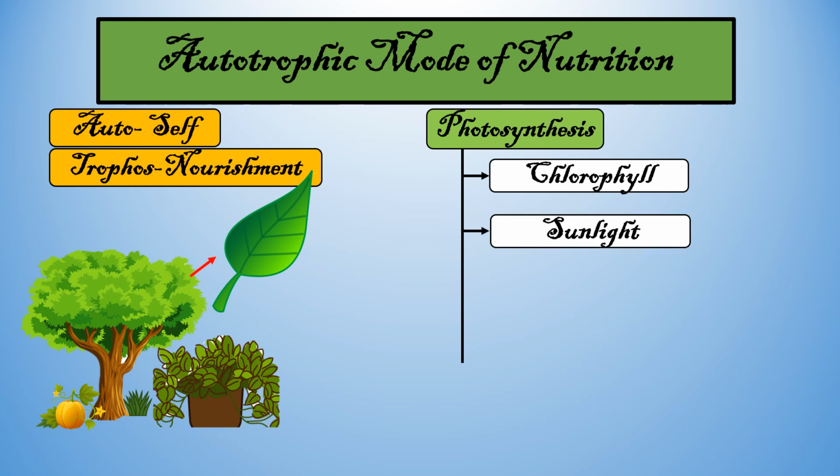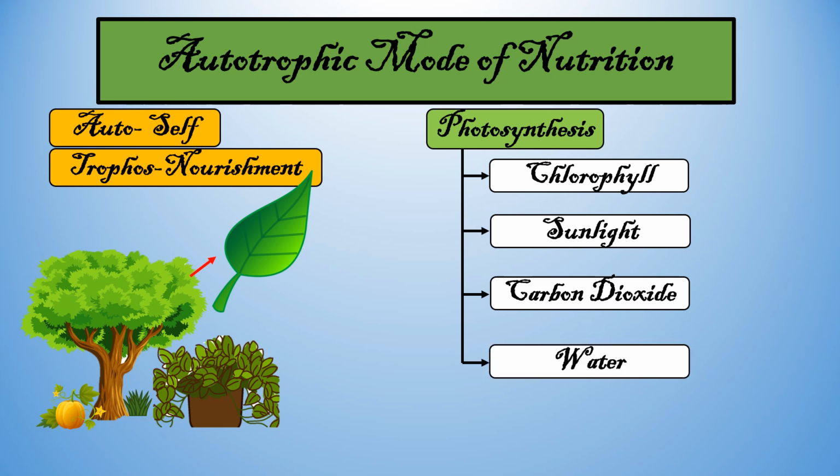The other one is sunlight. In photosynthesis, photo means light. So sunlight is the other raw material required. Next, carbon dioxide. Carbon dioxide present in the air is needed for photosynthesis, and with this plants can prepare their own food. And lastly, water, which is absorbed by the roots from the soil.